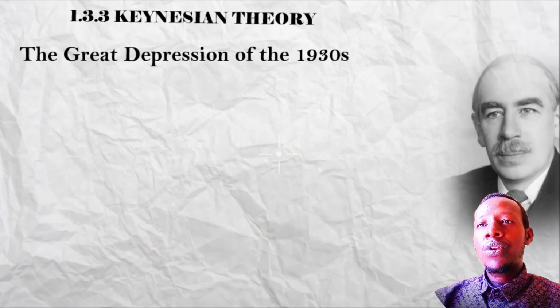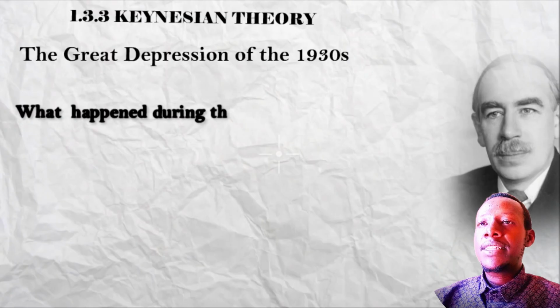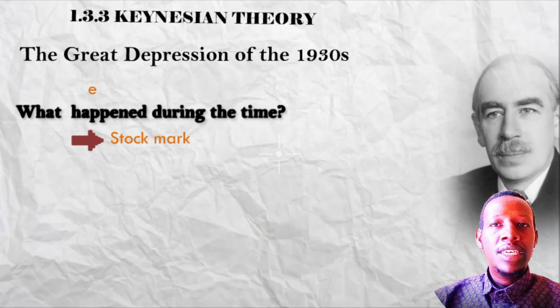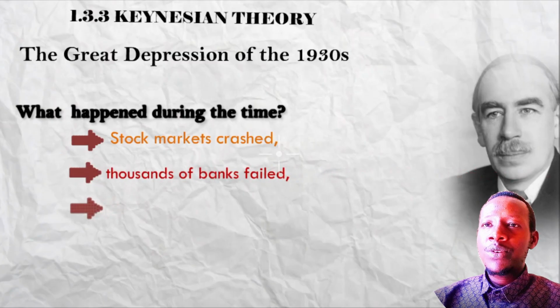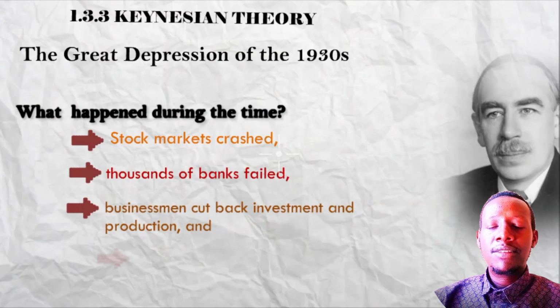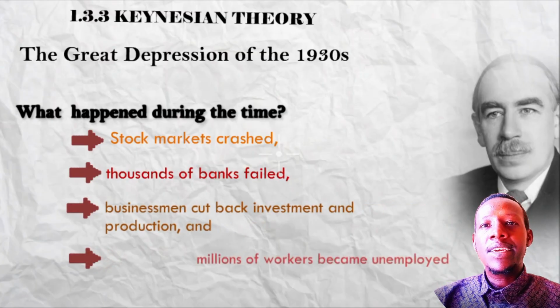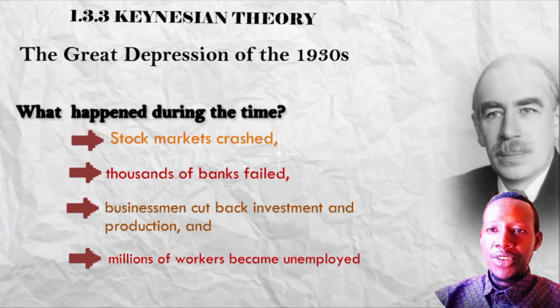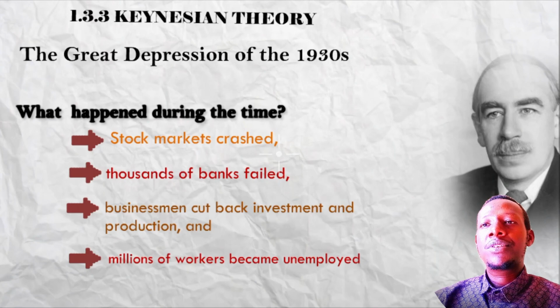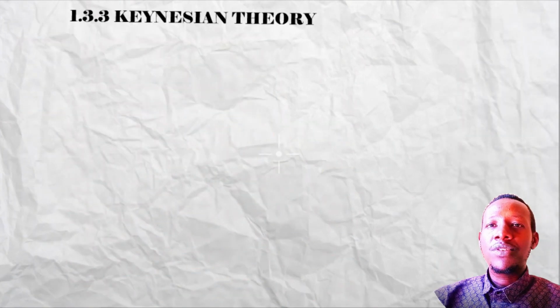So in fact, the capitalist world saw many crises even in the 19th century, but the situation grew worse in the 20th century, culminating in the Great Depression of the 1930s. The stock market crashed, and thousands of banks failed. Businessmen cut back investment and production, and millions of workers became unemployed and jobless. So the entire world was witnessing one of the worst economic calamities of the time.